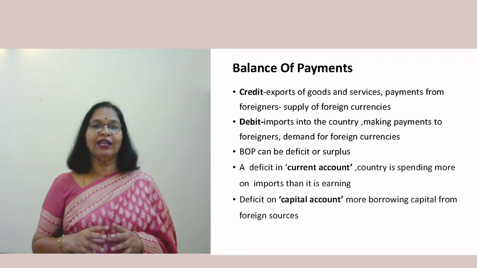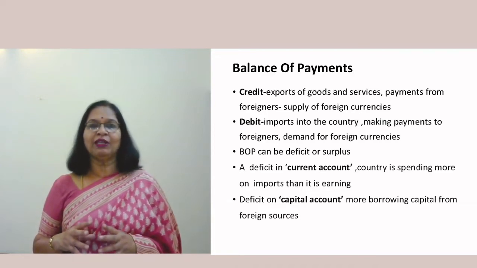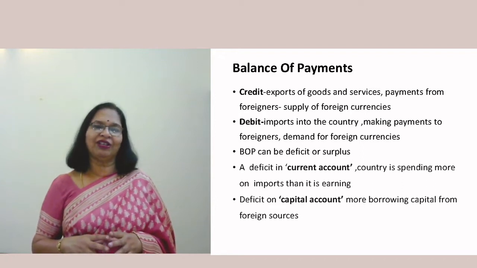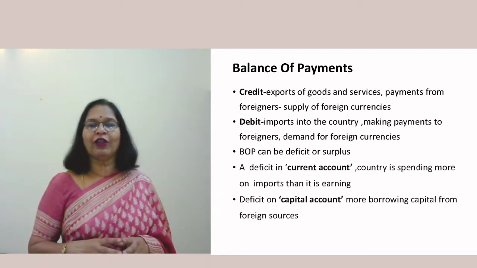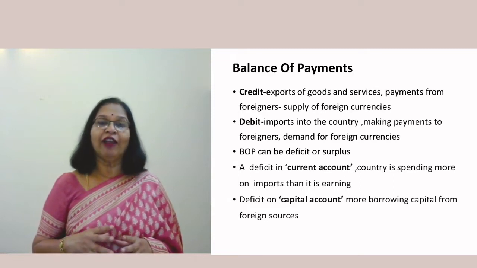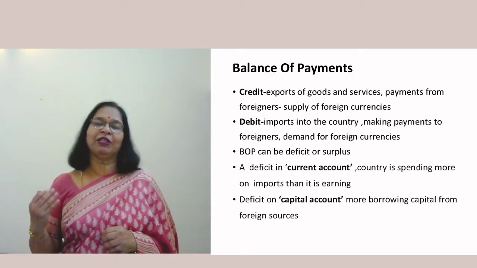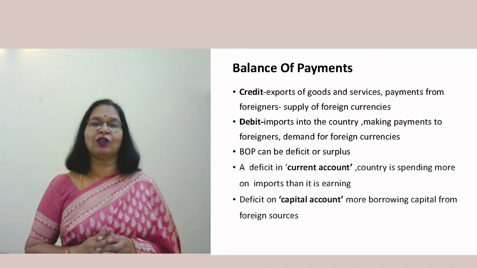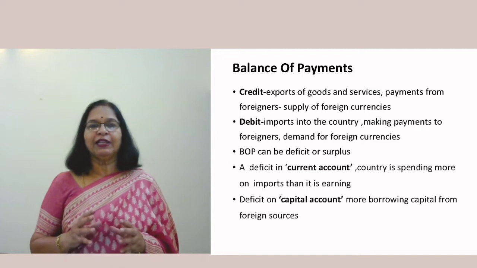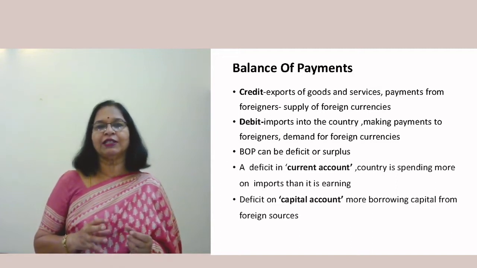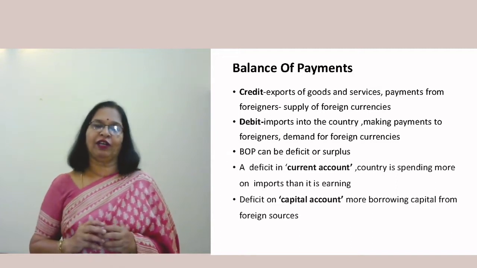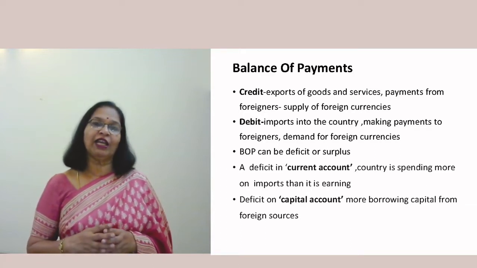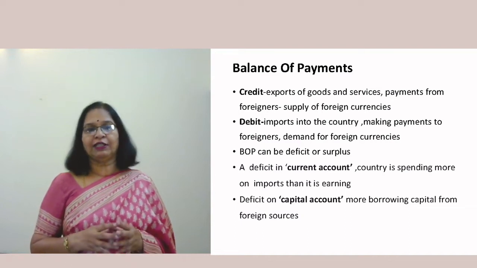The second one is the debit account, where we look into how the country has imported goods from other countries, has allowed inflow of capital from other countries, and therefore we have to make payments to other countries. So this is the debit and credit accounts in the balance of payment. There is essentially inflow of currencies and outflow of currencies. We also understand that the balance of payment can show deficit or surplus.